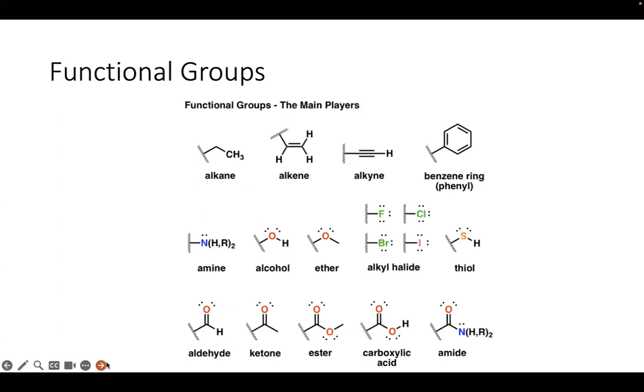So just a review of our functional groups, I really strongly suggest that we have these committed to memory. This week, we will be talking about the benzene ring a little bit. We'll talk about amines, aldehydes, ketones, carboxylic acids, and amides. I'm cutting out ester and ether. There's just so much, so we don't need to worry about those.